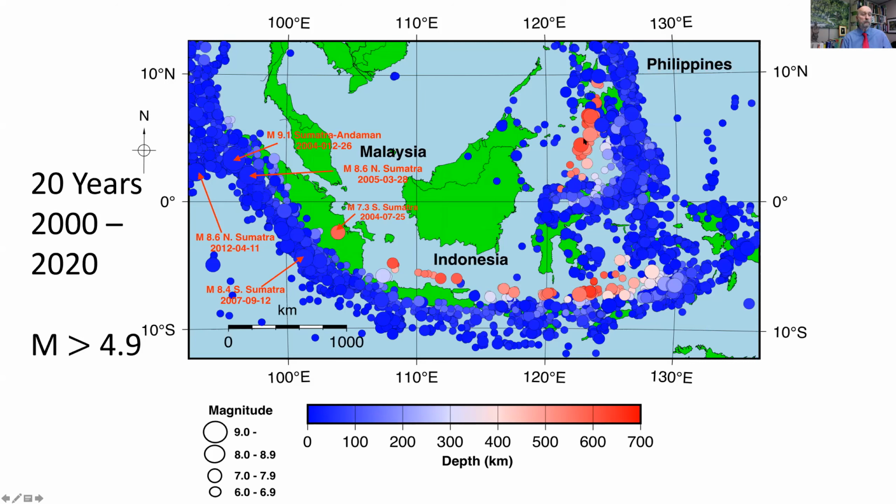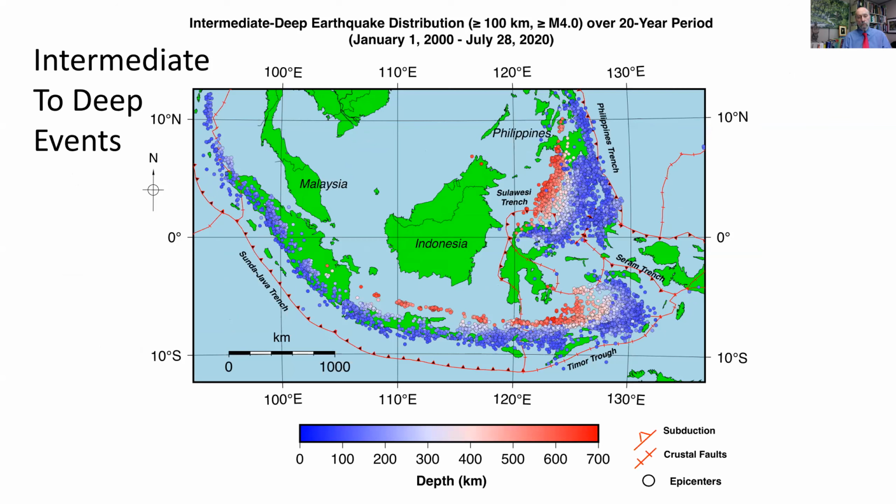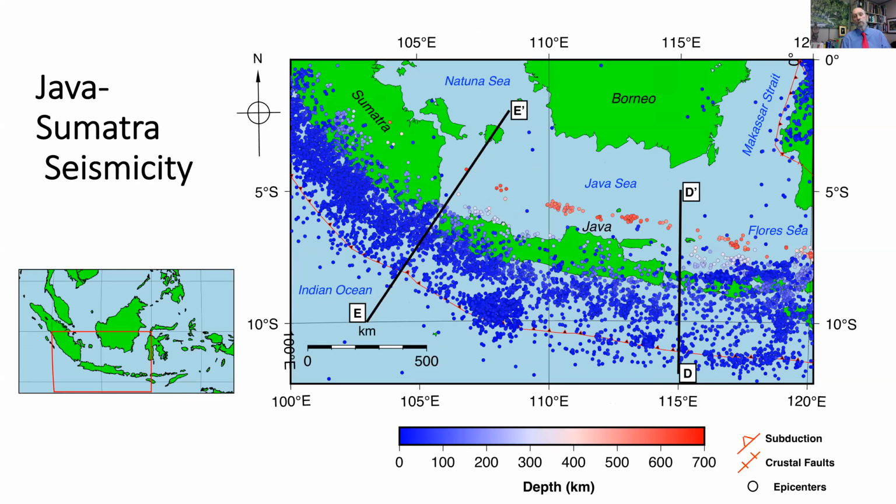So the intermediate and deep events are shown here only. You saw this previously in the presentation from Sean Hutchings, and you can see that they follow the subduction zones, and the pattern of truly deep earthquakes shows a very interesting decrease going from the Banda Sea over to Sumatra. Abundant deep earthquakes under the southern Philippines and the Celebes Sea. So if we look at these cross sections, cross-section D and E, you can see the pattern that is formed.